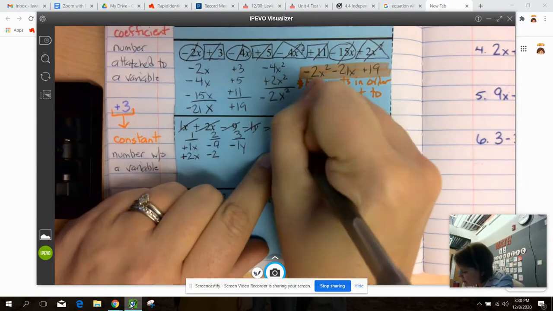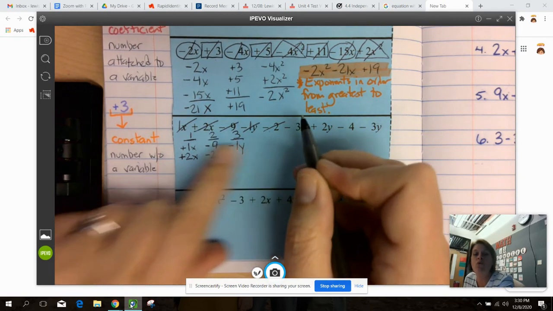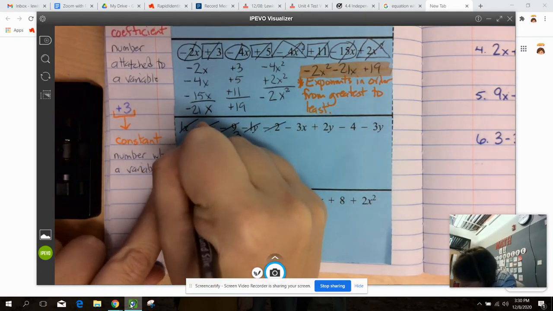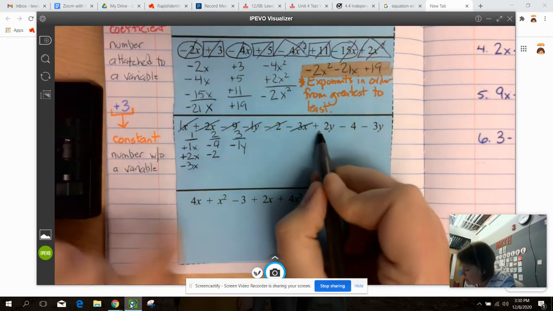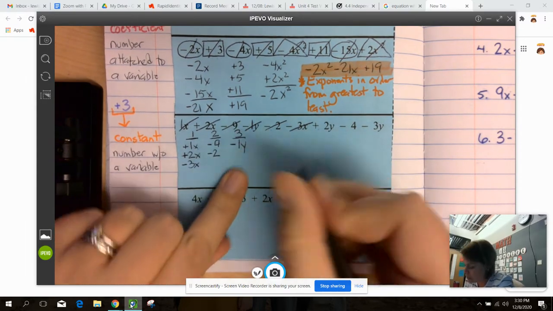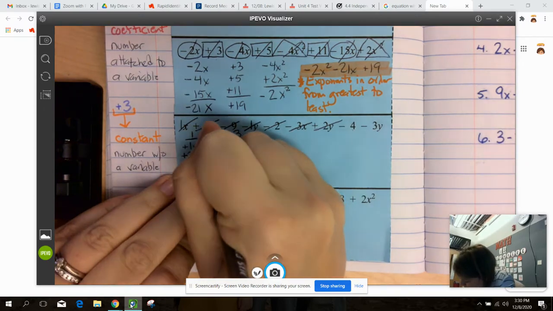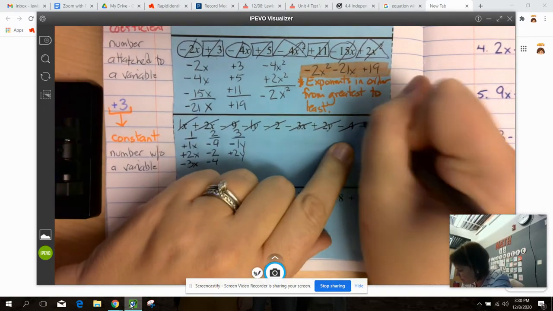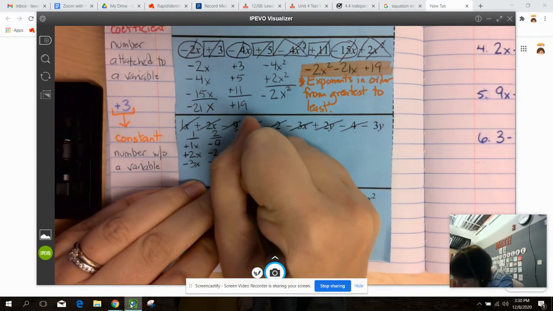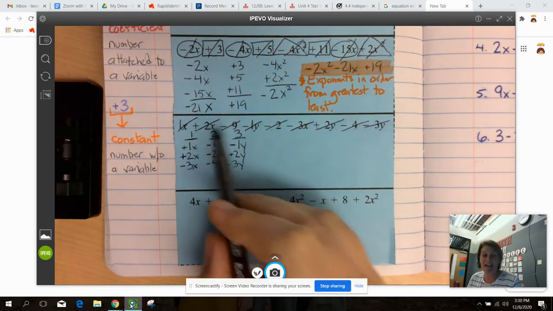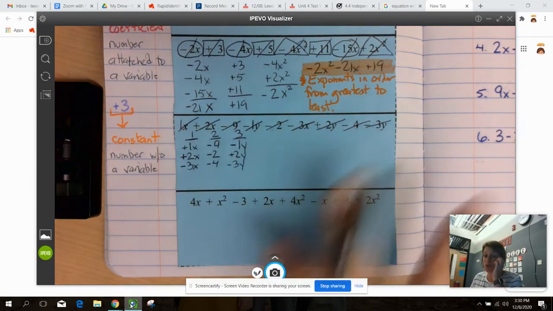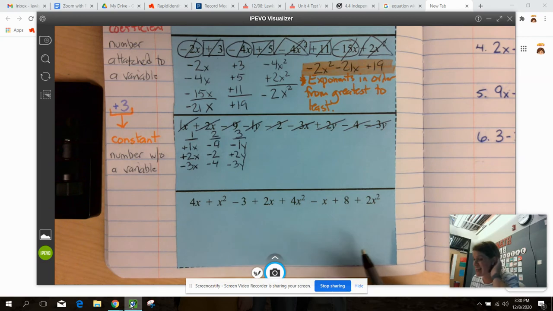Okay. Negative 3x will go over here in group 1. Positive 2y is going to go over here in group 3. Negative 4 is going to go in group 2. And negative 3y is going to go here in group 3. Now, I have crossed all these out, which means I have sorted them all. It's kind of going back to kindergarten by sorting. That's basically what we're doing here.